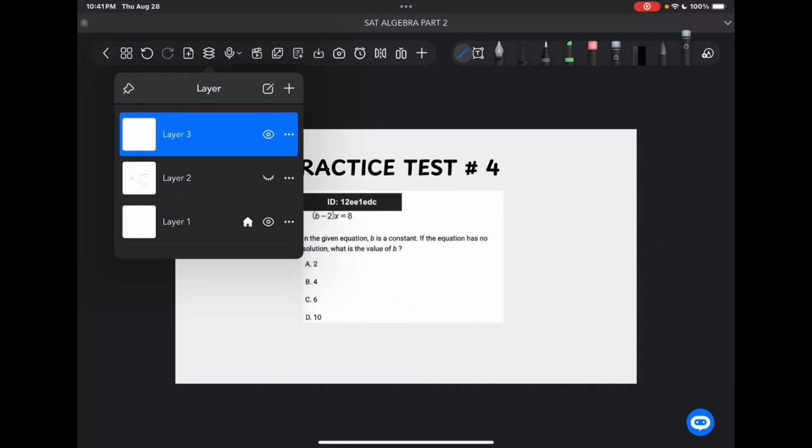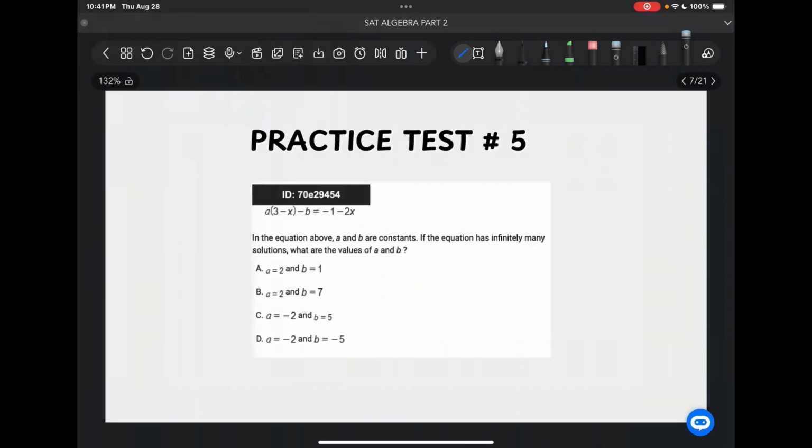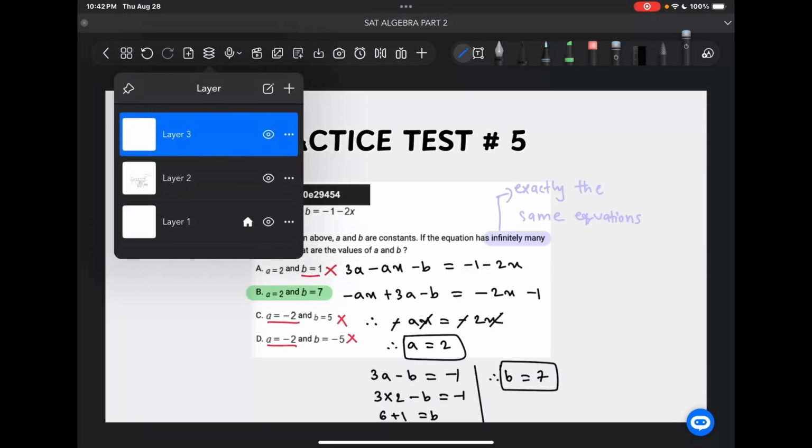Now let's move on to the next question. Okay, this is pretty similar. Again, I would highly encourage you guys to solve this, and I hope you're going to get it correct because we already solved so many questions that have infinitely many solutions or no solutions. So this is a pretty common one. Let's see the solution now.